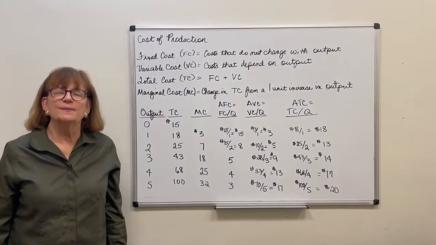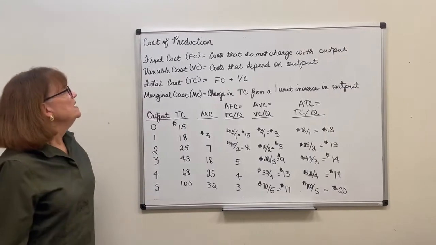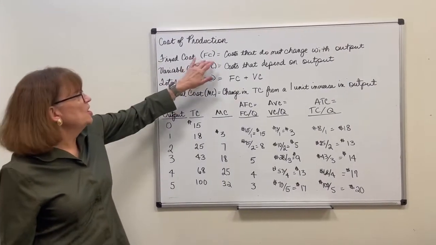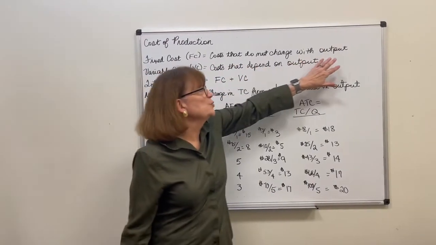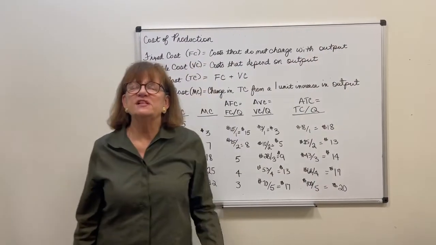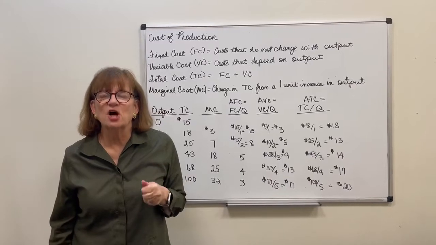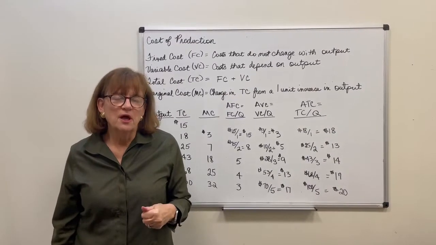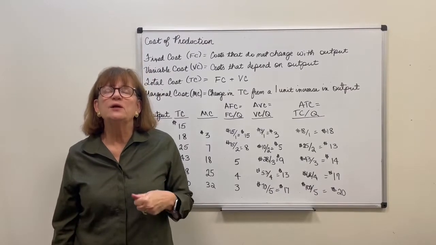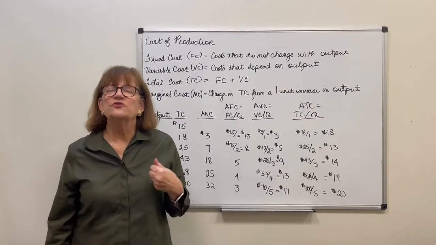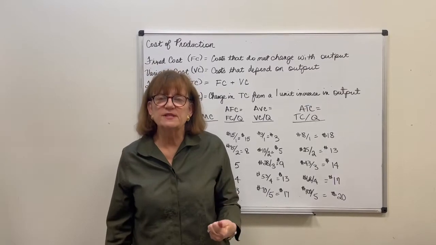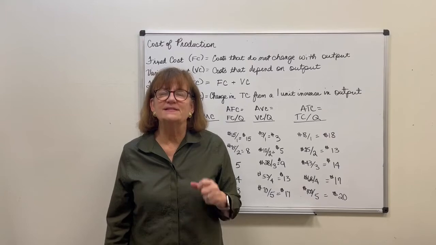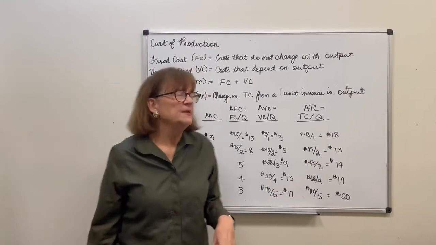Today we're going to talk about the cost of production. There are two kinds of cost, fixed cost and variable cost. Fixed costs are costs that do not change with output. Even if you have zero output, you still have this cost. What might that be? Your rent or mortgage, your payments on equipment, the insurance on your building. Those things do not depend on output. You pay those bills whether you make 0 units or 1,000,000.